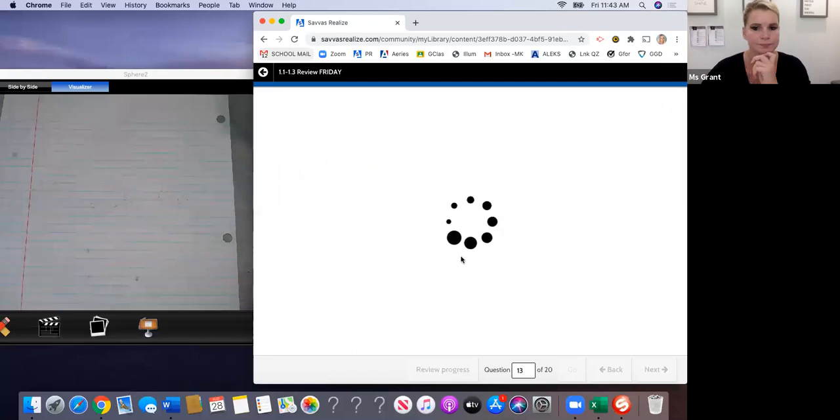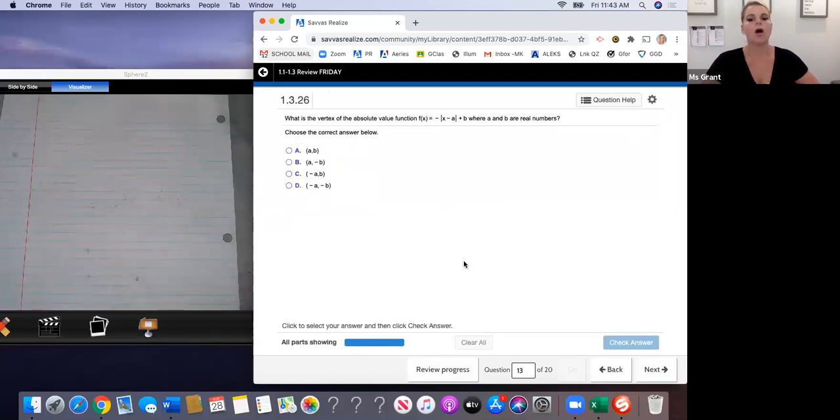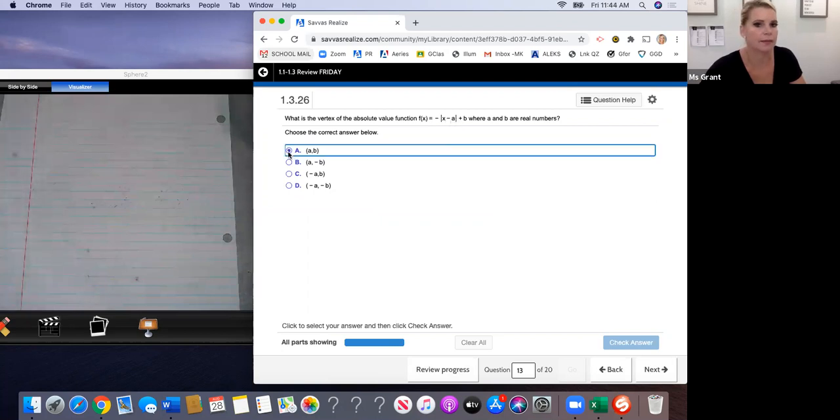Okay, I gotta go on. 13. Oh, the vertex. Where's the vertex? The vertex is AB. So it's -x minus A, but you know how it's the opposite sign, so it's gonna be the positive A, B. Good.